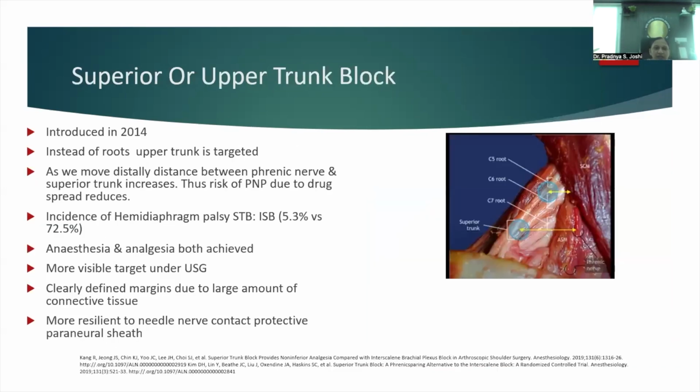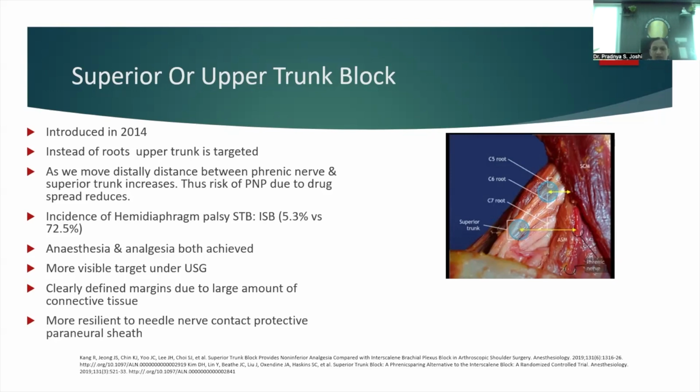The first is the superior or upper trunk block. When we look at the anatomy, as we go distally towards the superior trunk, the phrenic nerve goes away from the brachial plexus. So here the target is the upper trunk, not the roots. The incidence of hemidiaphragmatic palsy is 5.3% versus 72.5%, as shown by Kang et al. in his study. This block is again given for anesthesia as well as analgesia.